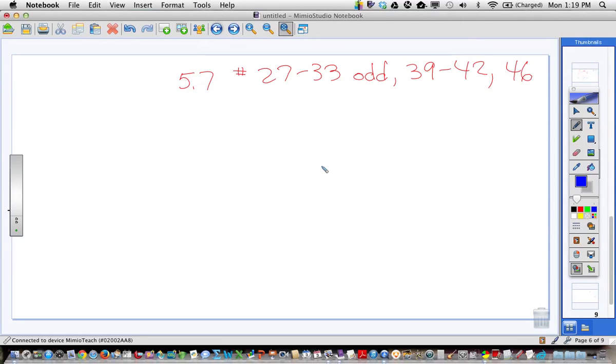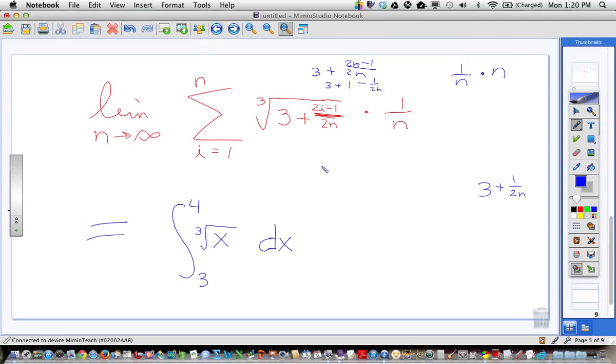Now, I will tell you that for your own benefit, for practice, 27 through 33 odd, they do something kind of weird there. Okay, on 27 through 33 odd, and excuse me, I'm going to go off of this for just a second. Here's what they do in the book. They give you this sigma and they give you this integral. And they say, explain how this ends up being this.